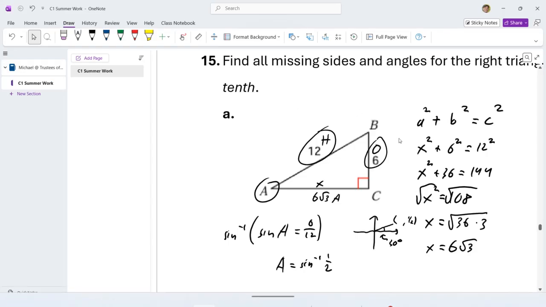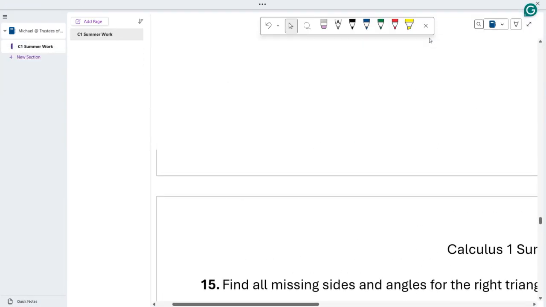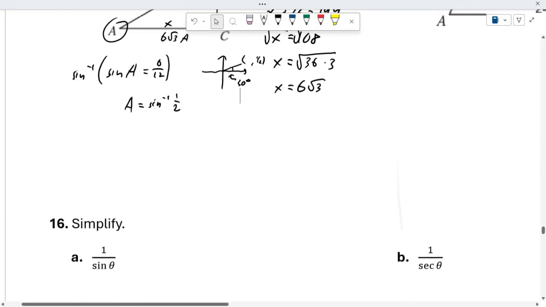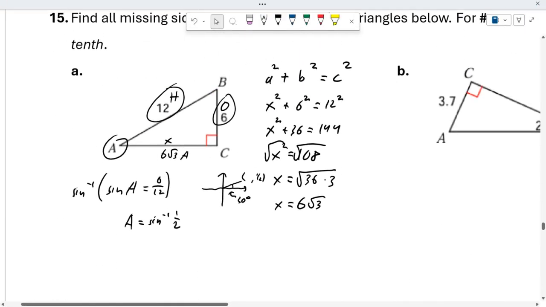So getting back here to the problem. So A is in fact 30 degrees. So label that as 30.